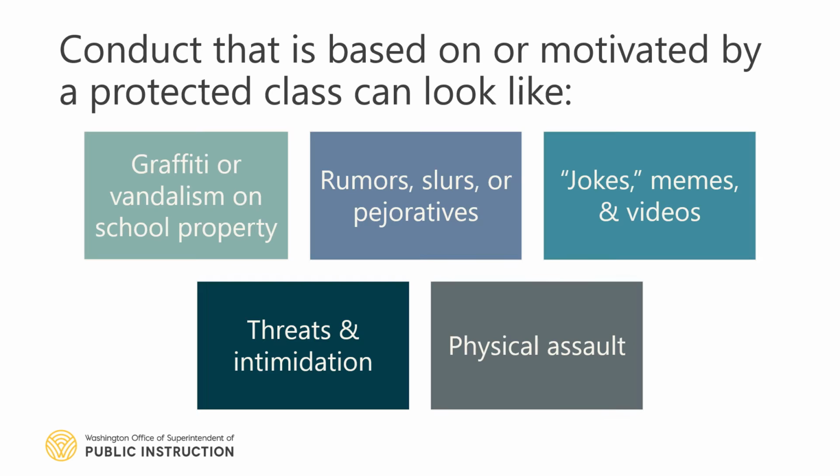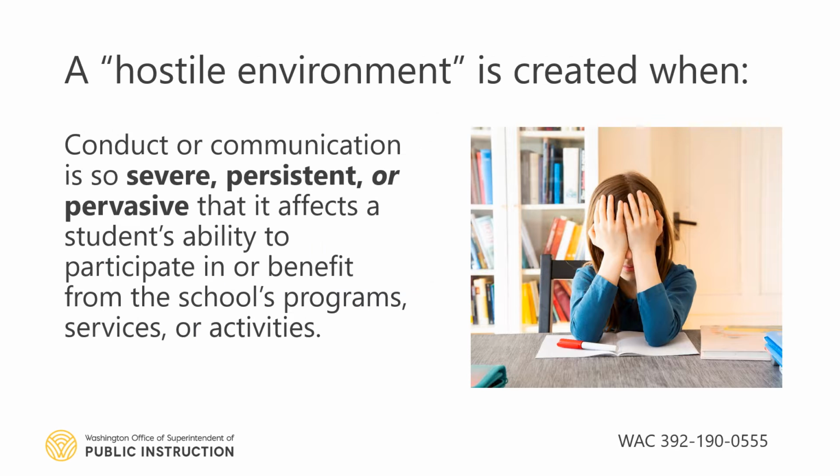Of course, all these examples can also occur without being based on or motivated by protected class. In that case, they are not discriminatory in nature and would not rise to the level of discriminatory harassment. Instead, they might be considered harassment, intimidation, or bullying, or HIB, which we will talk about in a moment. If we have established that the harassment is based on or motivated by protected class, we turn to the second element, which is that the harassment must also create a hostile environment, either for the targeted student or other students, for example, witnesses or bystanders.